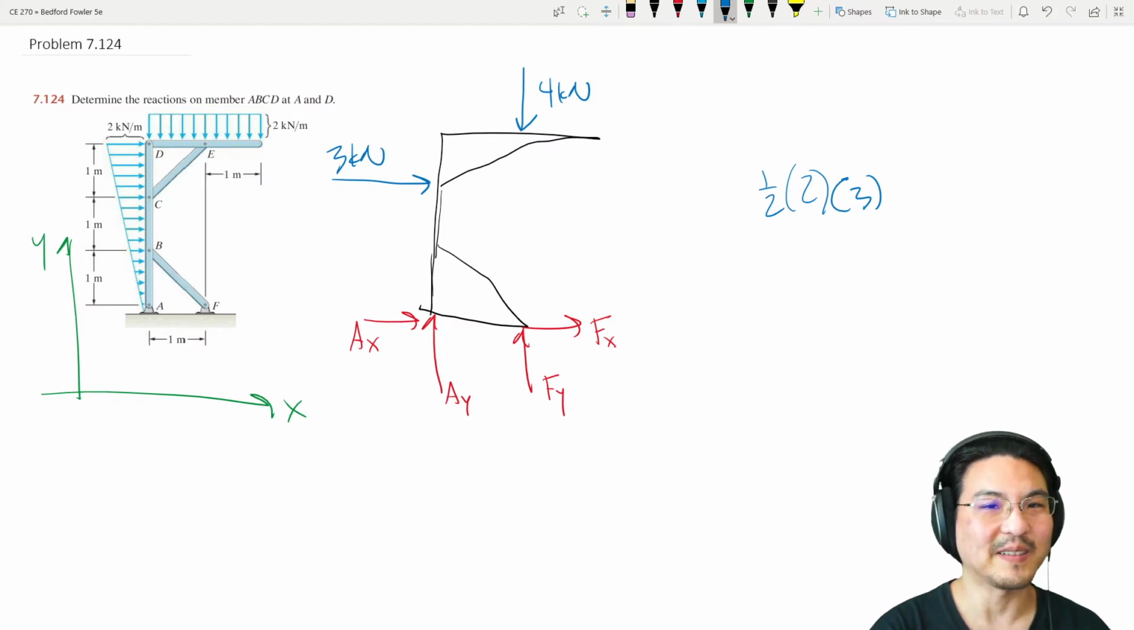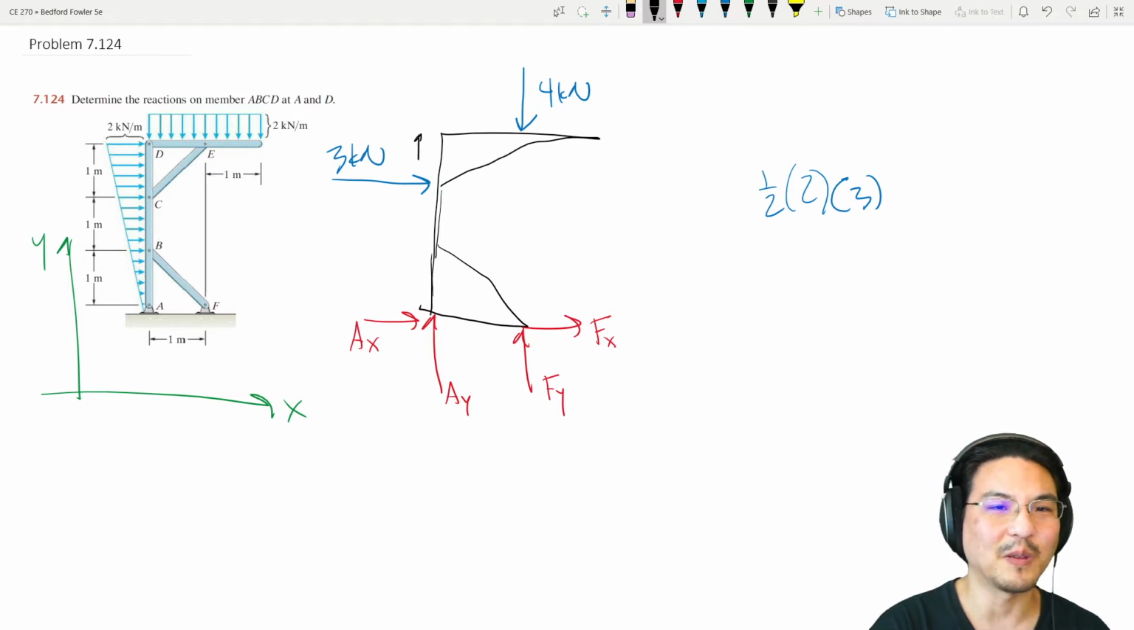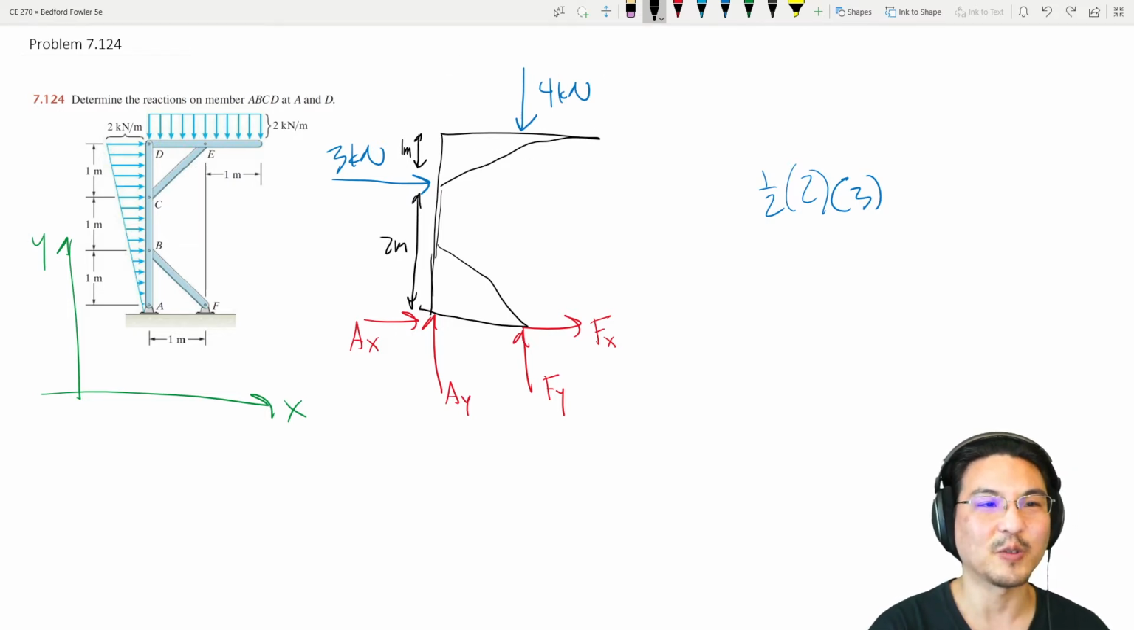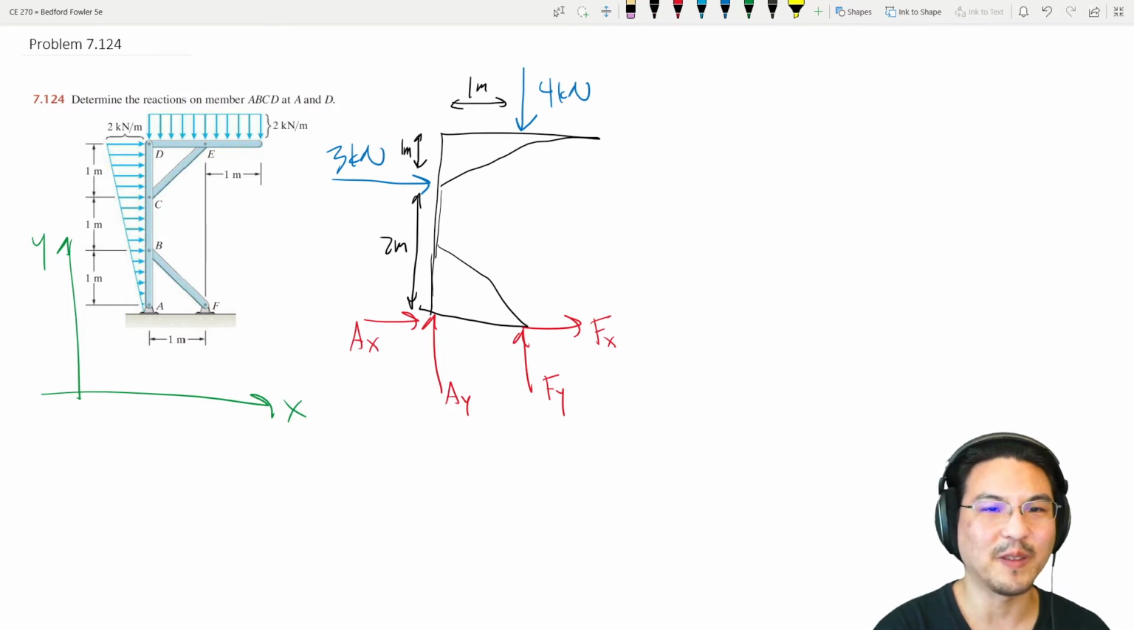And where is it acting? So it's at the centroid of the shape. So 1/3 of the way this way, which is 1 meter, right? And this way is 2 meters. And then for this one, the centroid of the rectangle, which is just halfway, right? Okay, so here's the free body diagram of the entire structure. And then we can write some equations.